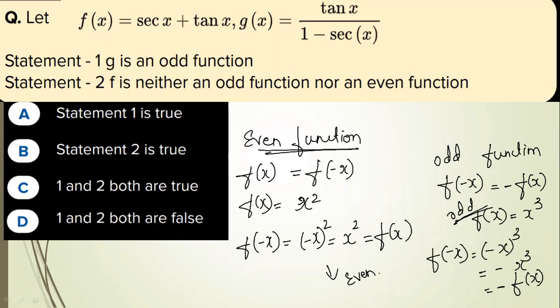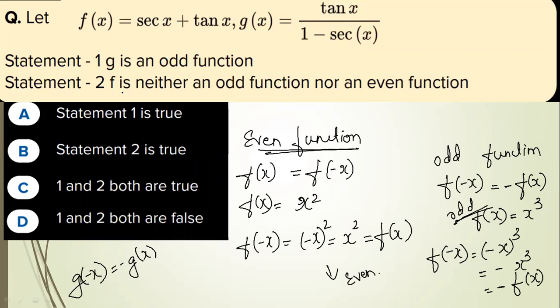Second statement is f is neither an odd function nor an even function. So what should you do? They have given you options, which statement is true and which is false. For the first statement to be true, when you compute g of minus x, you should get minus g of x. If it does not come that way, then the first statement is false.